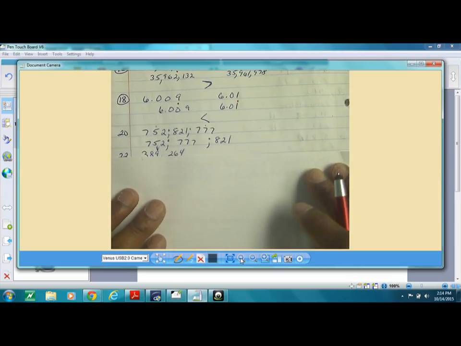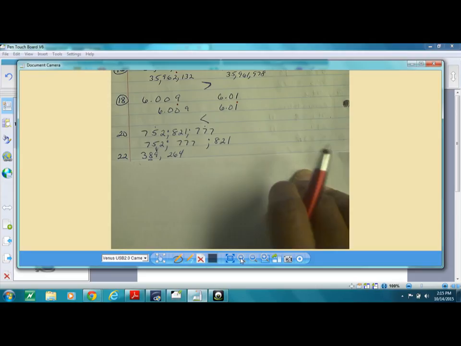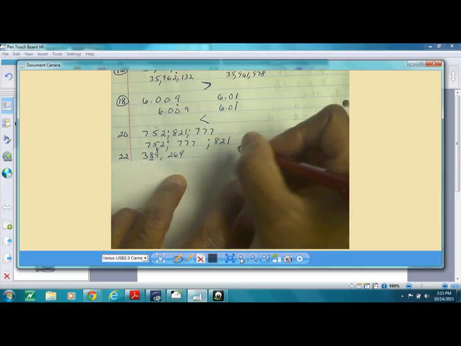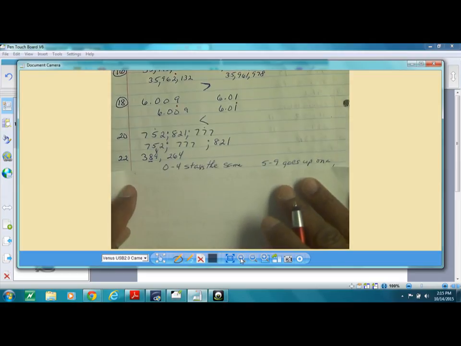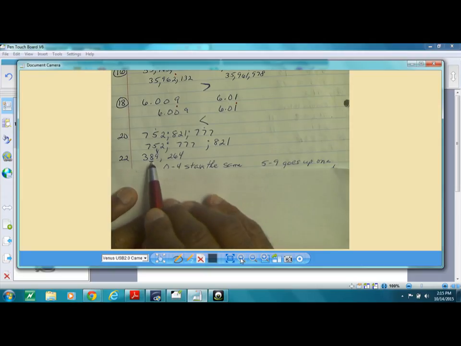The next one, number 22, asks us to round each number to the place indicated. So as you round, don't forget: 0 to 4 stays the same. 5 to 9 goes up 1. They want us to round to the 10,000s place.